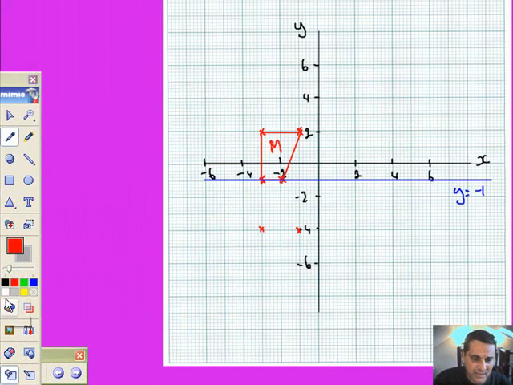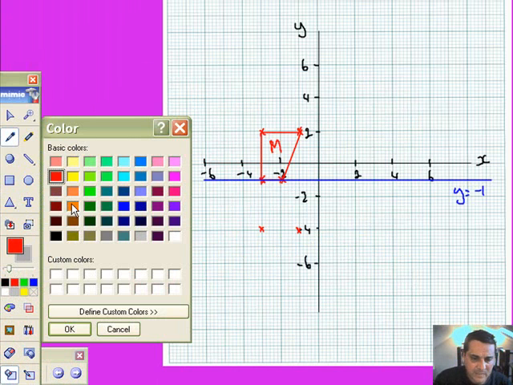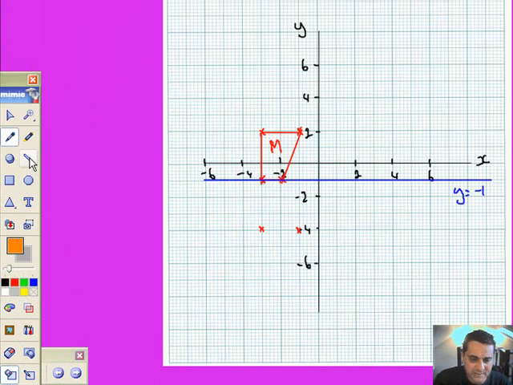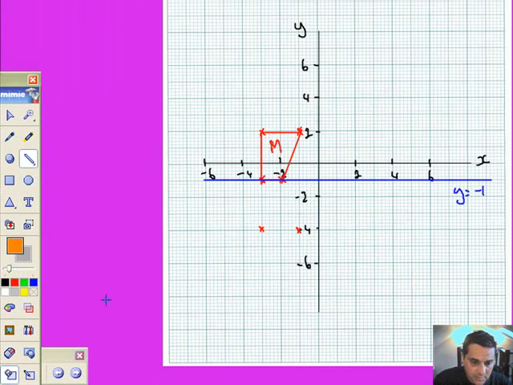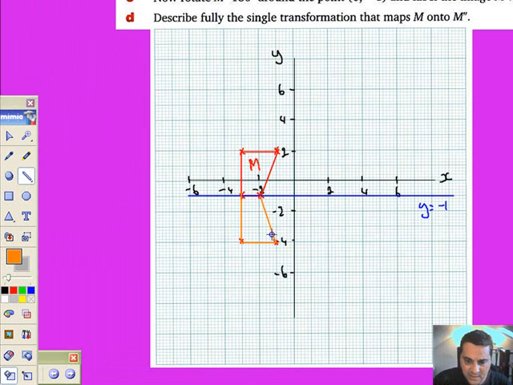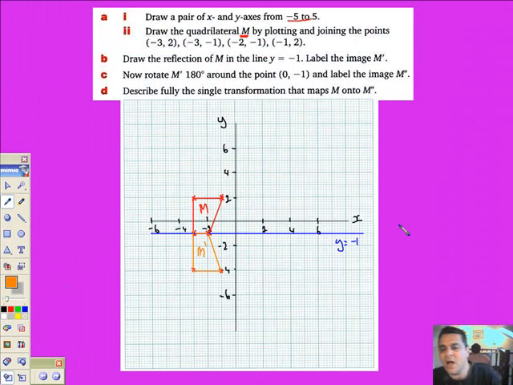Use a different colour, I think. Let's go for an orangey one, it's quite pleasant. Right, there it is. So join that to that, join that to that, and that to that. I've overwritten the blue line and the red line from shape M. So now I've got to label this M dashed, it's the image of M after a reflection of the line y equals -1.